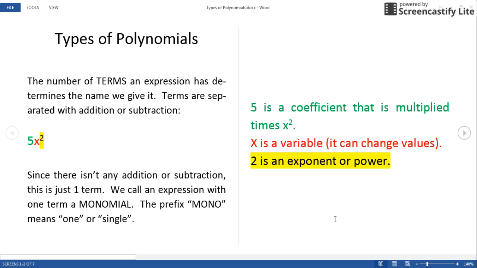Let's talk about types of polynomials. The number of terms an expression has determines the name that we give it. Terms are separated with either addition or subtraction. Here is our first polynomial.